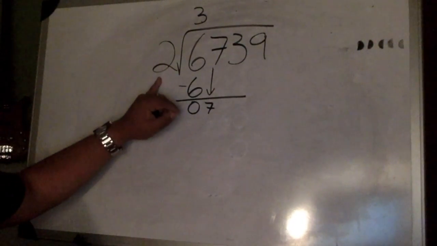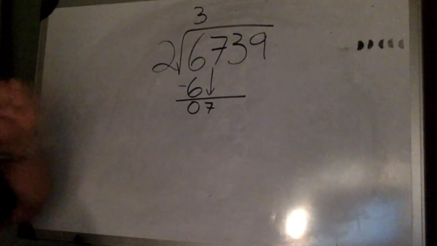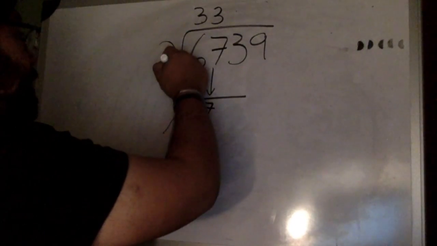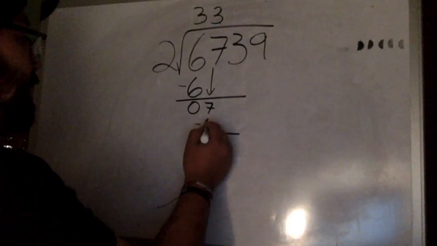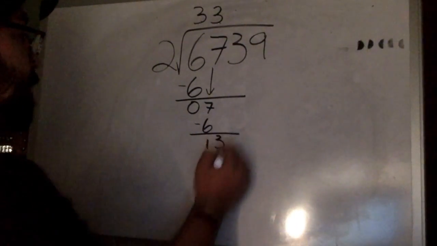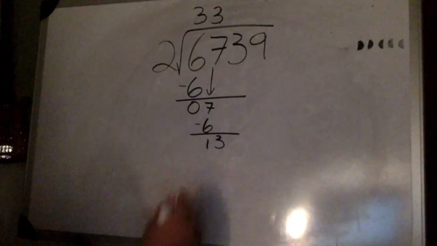How many times does 2 go into 7? 3. Because 2 times 3 equals 6. 7 minus 6 equals 1. Drop the 3. How many times does 2 go into 13?